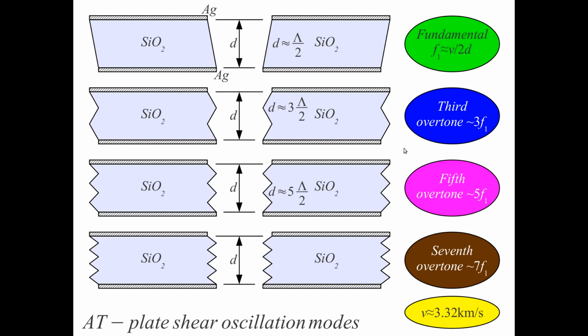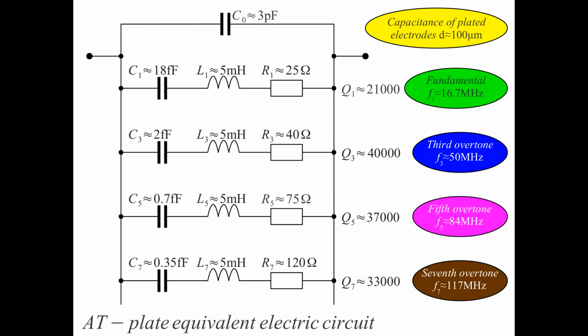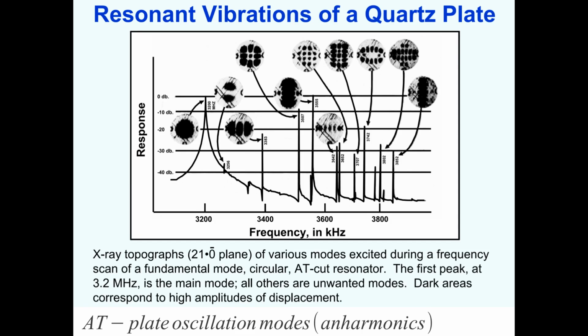But even this is a much simplified picture of the whole story. A more detailed picture is given here. Here we have a round quartz plate, and you see where the electrode attachments probably are. This is observed as Bragg diffraction with X-rays, and the fundamental resonance is 3.2 megahertz. 3.2 megahertz is here, and this is its fundamental resonance.